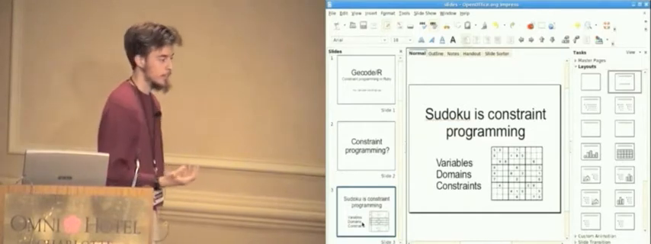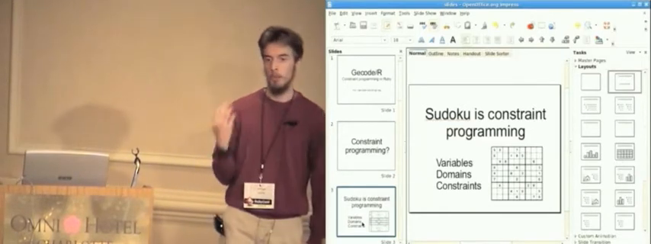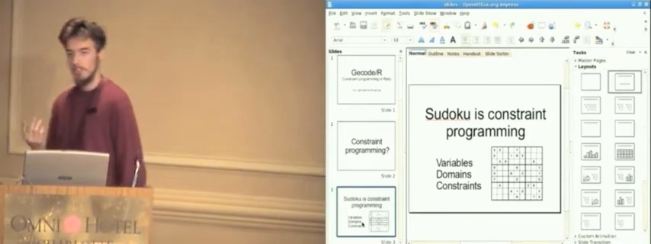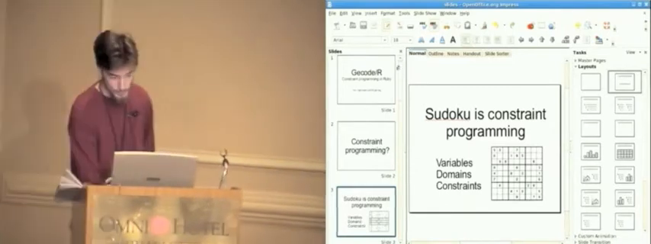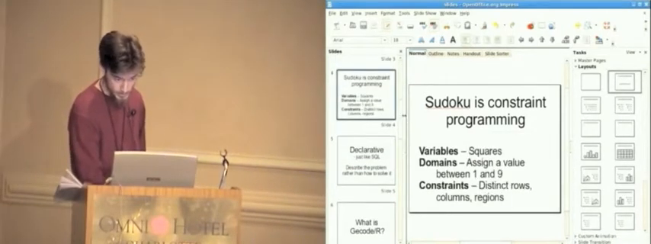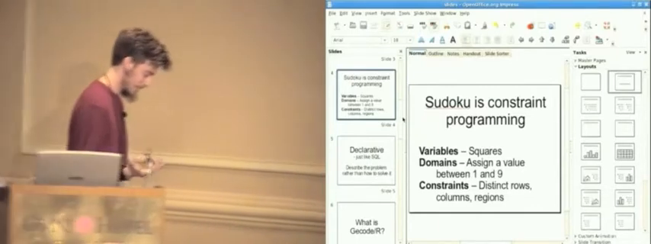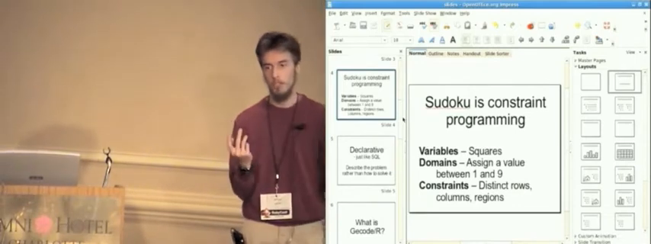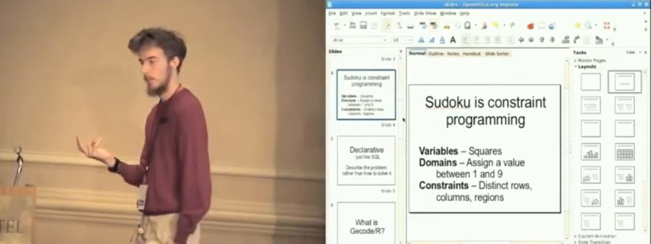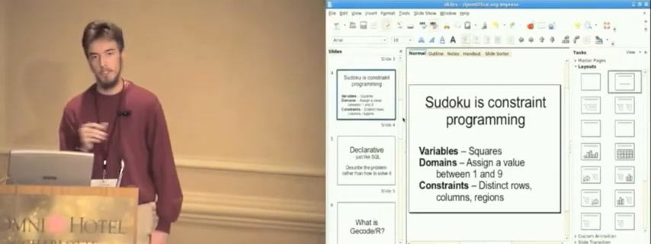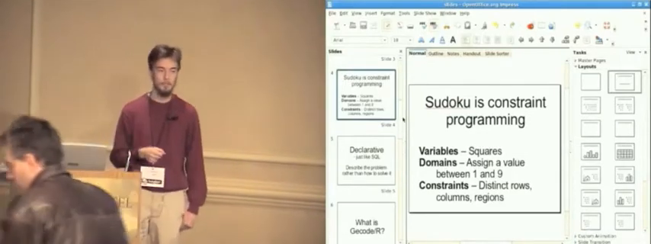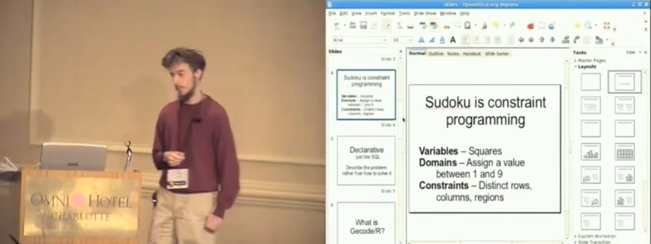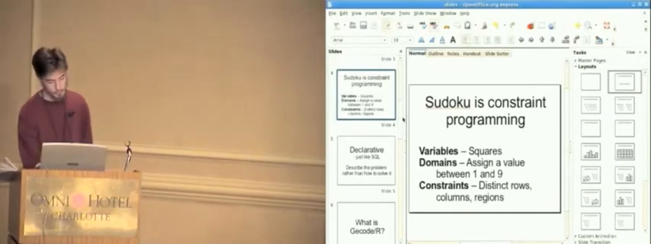And this is basically a constraint programming problem, because a constraint programming problem consists of 3 parts. First, the variables, which in this case are squares, and then domains, which in this situation is 1 to 9, since you can only assign a value in range 1 to 9 to each square, and then you have several constraints, which in this case is that you must have distinct values in the row, column, and region. So Sudoku is a constraint programming problem in the sense that it can be expressed in this way with just variables, domains, and constraints.